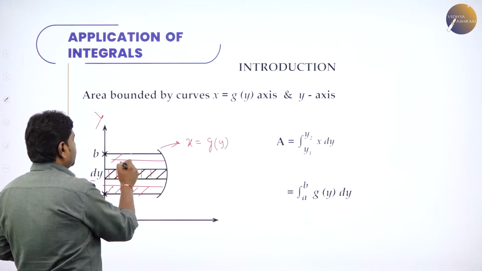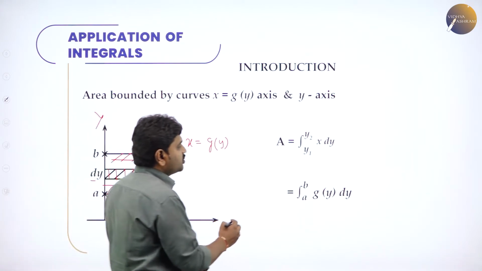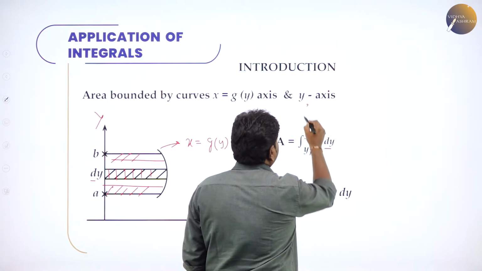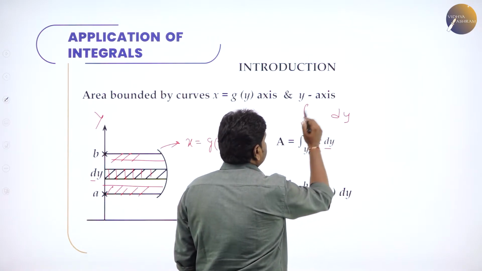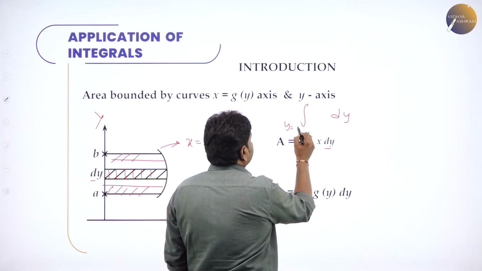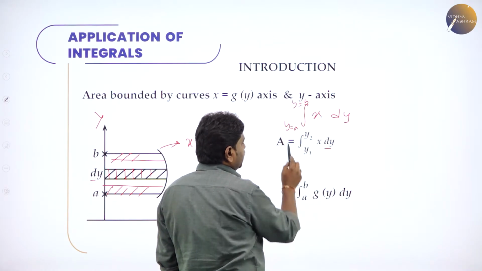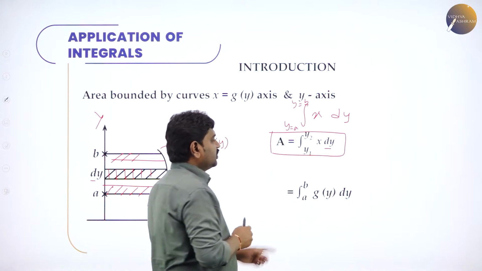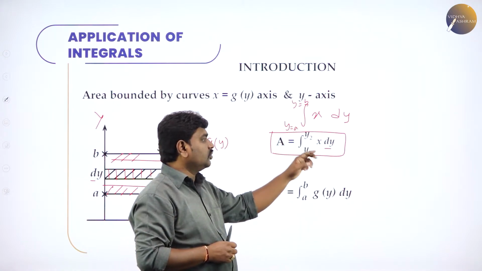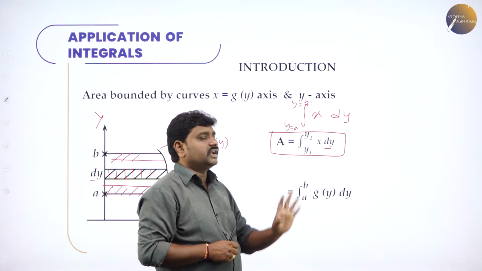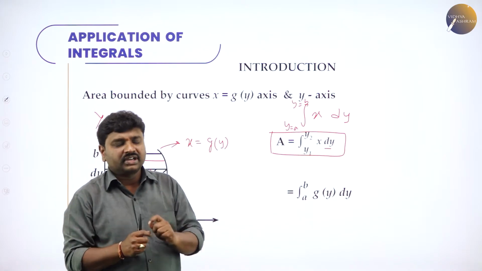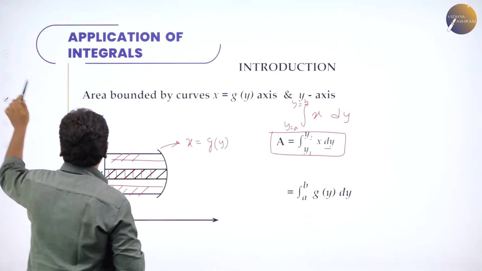One more strip like this, like that, one more strip, and I will combine all the small strips. Combine means what? Integrate. Integrate all the small strips dy from y value a to y value b under the curve x. So, what is the area under the curve and y axis? Integration of y value 1 to y value 2, y limits x dy. So, area under the curve and x axis, area under the curve and y axis you can find.